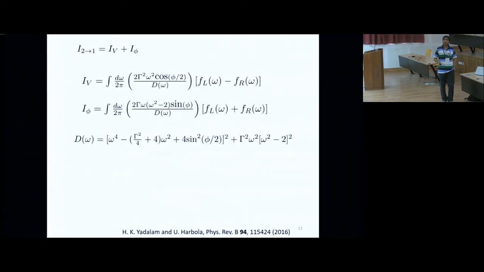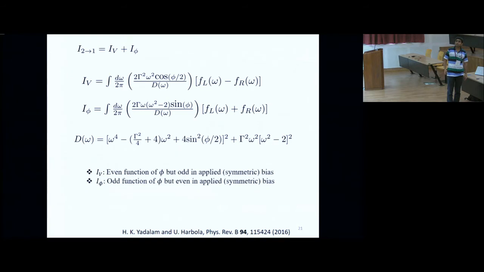What we could show is that this bond current between 1 and 2 actually has two components. One is due to the applied magnetic field. The other one is due to the applied bias. And we could identify these two components here. What we observe is that the bias-driven current is an even function of phi and an odd function of the applied bias. Just the reverse holds true for this field-driven current between 1 and 2.